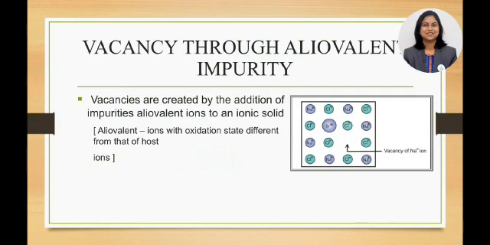So, out of two positions or sites, one is occupied by strontium ion and one is left vacant. Now you can see in the diagram there is one vacancy created.